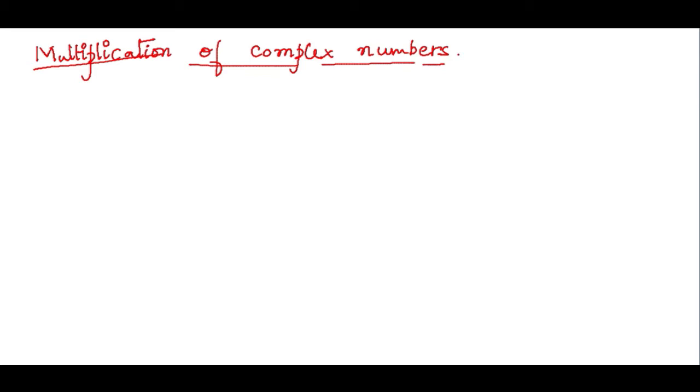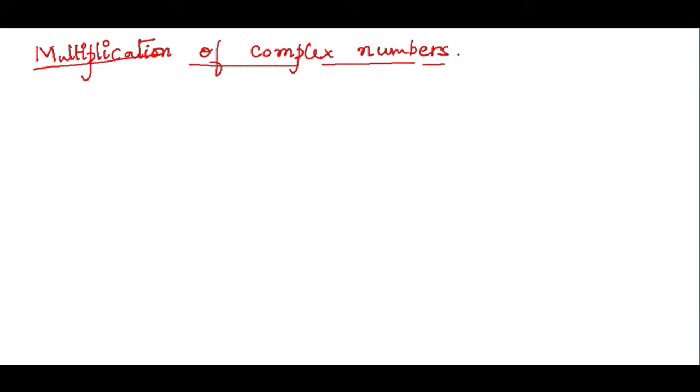So in this video, let us discuss multiplication of complex numbers. In my previous video, I explained the difference of two complex numbers. The link is in the i-card above, so you can go through that. Okay. So today let us discuss multiplication of complex numbers.